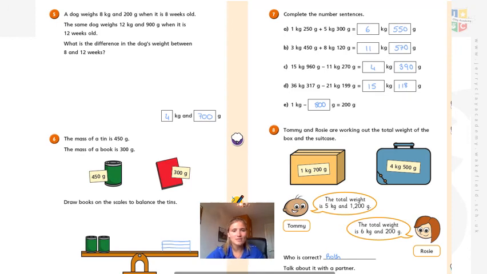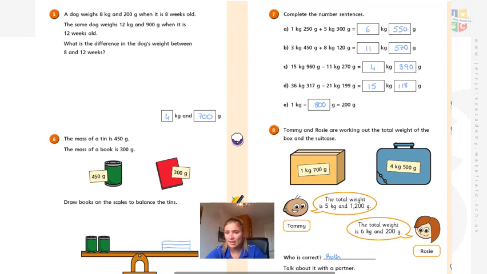Okay, the next part, the mass of the tin is 450 grams. The mass of the book is 300 grams. Draw books on the scales to show the balance of the tins. So if one tin weighs 450, 2 will weigh double that, so 45 add 45 is 90. Put your 0 on the end, 900. How many lots of 300 go up into 900? Take your zeros off, counting 3s, 3, 6, 9, so 300, 600, 900, so you should have drawn 3 books on.